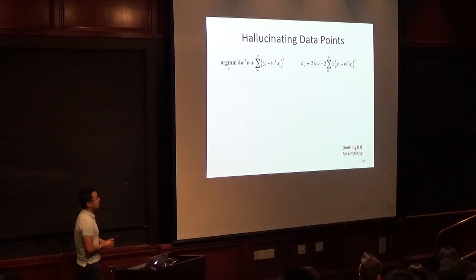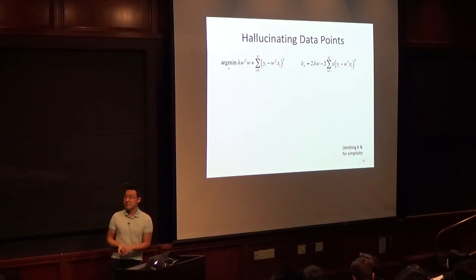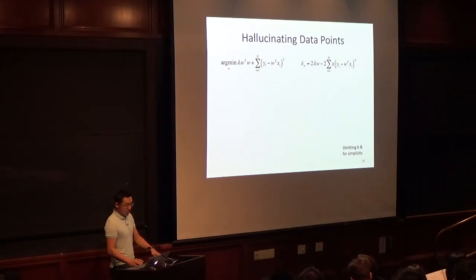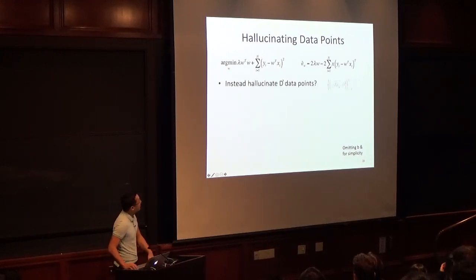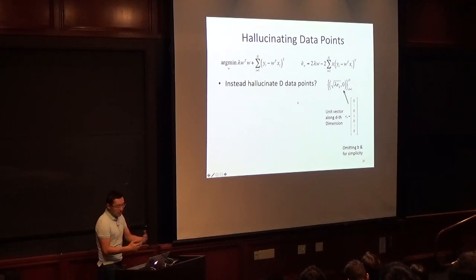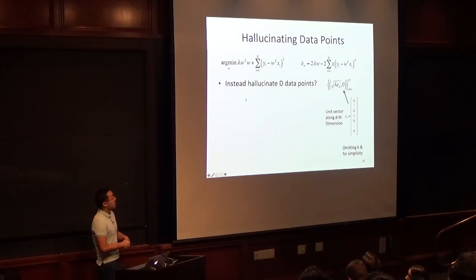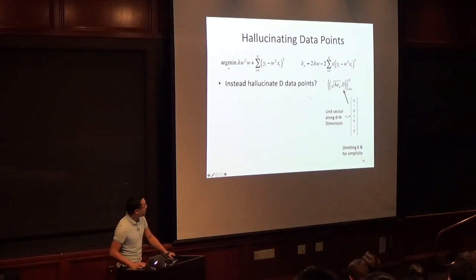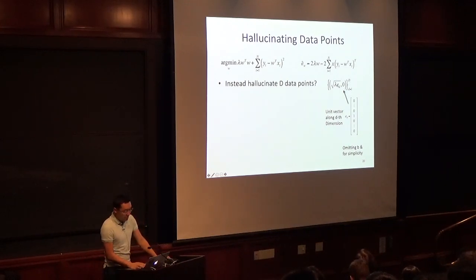Okay, so I'm going to spend like a minute talking about a cool result in hallucinating data points and its relationship to regularization. So this is our standard L2 regularized ridge regression learning problem, and this is the gradient of this learning objective with respect to W. Instead of doing this explicit regularization, let's instead hallucinate some data points. In particular, let's hallucinate D data points of the following form, where capital D is the dimensionality of the input feature space.